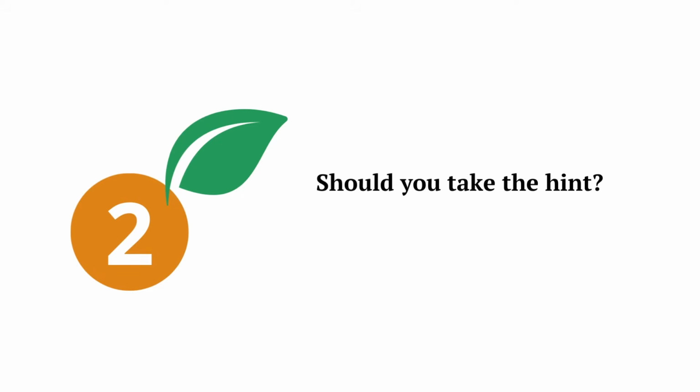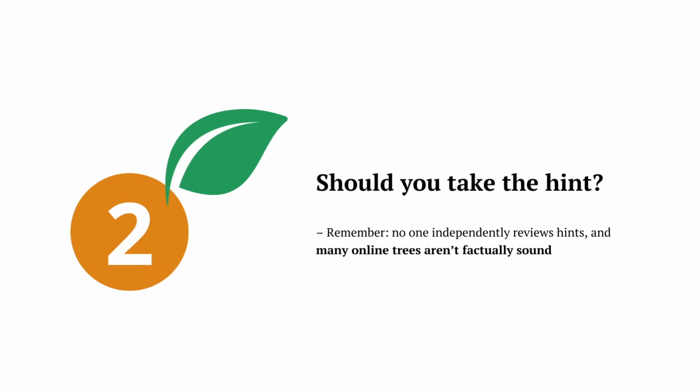Once you create an online tree, you will very likely get hints. Hints are links to other records or ancestor profiles that the site thinks might be relevant to your research. Hints can be very helpful, but remember, no one independently reviews hints, and many online trees aren't factually sound. It's really worth it to do your homework and evaluate each hint before you add those ancestors or that information to your tree, and that just prevents errors from taking root in your tree and throwing off your research.